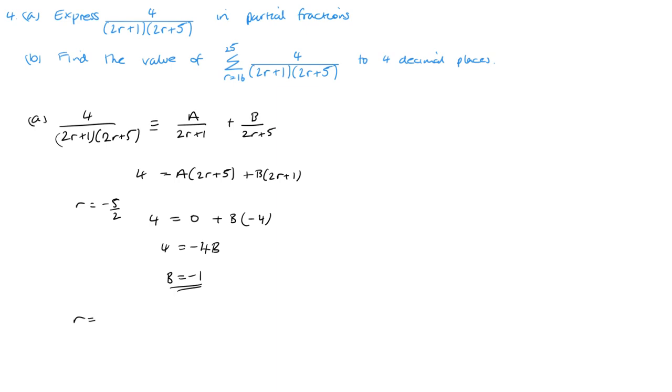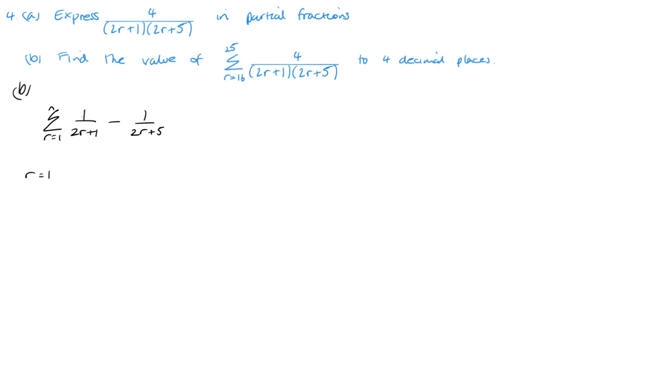And then r equals minus a half. So that's 4 equals a times, so minus a half times 2 is minus 1, plus 5 is 4, so a equals 1. So we've got that this equals 1 over 2r plus 1 minus 1 over 2r plus 5. Okay, so that's now what I'm going to use for my method of differences.